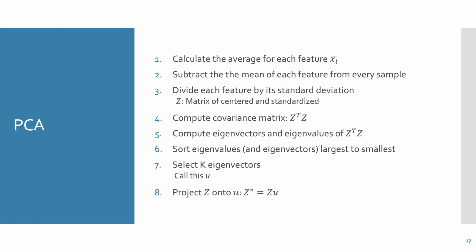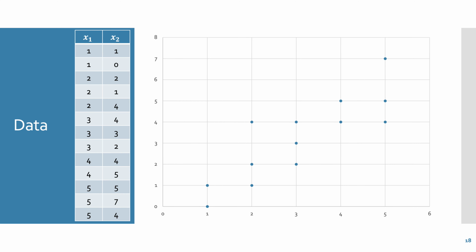This gives us our data in a new space that has a reduced number of dimensions. Let's go through an example to see that it isn't all bad. We have some two-dimensional data. This just means that we have two features, x1 and x2. I have the data in a table here on the left and plotted on the right.